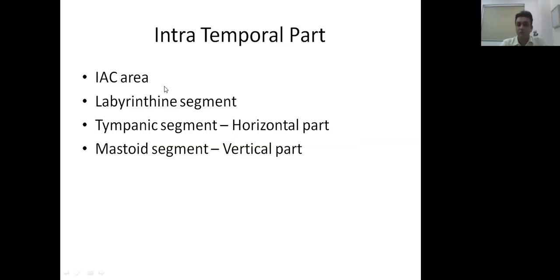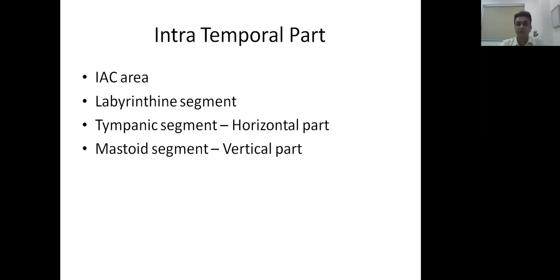So the first part of the temporal bone that comes into contact with the facial nerve is called the internal acoustic canal, the IAC area, where the nerve travels. It is almost an 8 millimeter long part, where the nerve runs into the canal and it runs along with the eighth nerve. That means the cochleovestibular nerve. At the end of the canal, at the lateralmost part of the canal, the facial nerve then becomes the labyrinthine segment of the nerve.